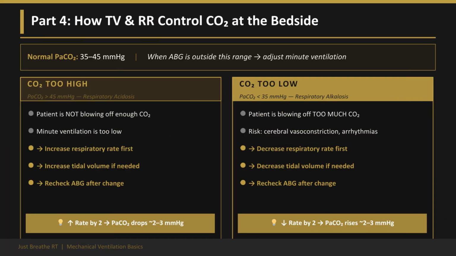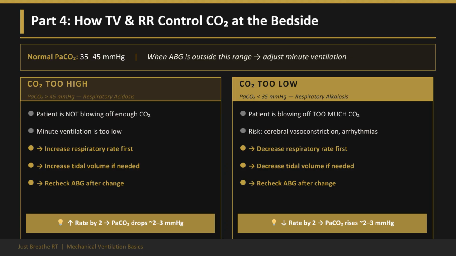This is the most clinically important concept in this entire video, so let's slow down. Your patient's arterial CO2 level, the PaCO2, should sit between 35 and 45 millimeters of mercury under normal circumstances. When an ABG comes back outside that range, your job as the RT is to adjust minute ventilation to correct it. And this is exactly where that bedside knowledge we talked about in the intro separates the new grad from the clinician.